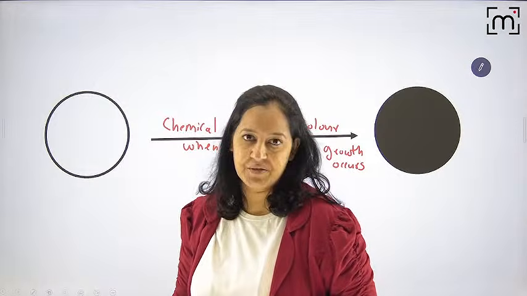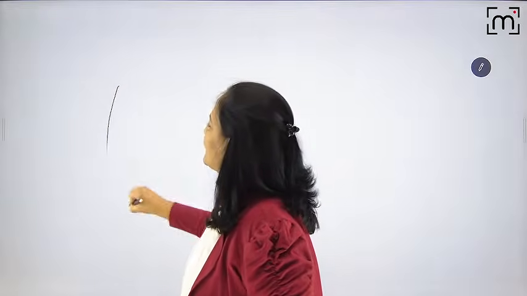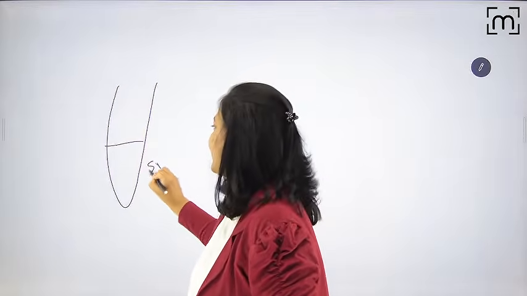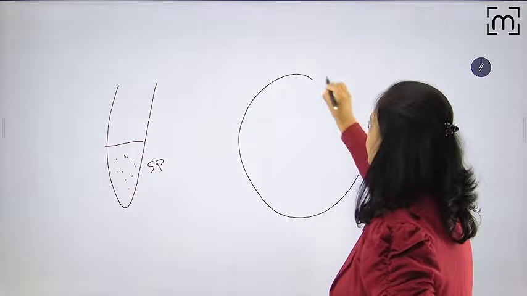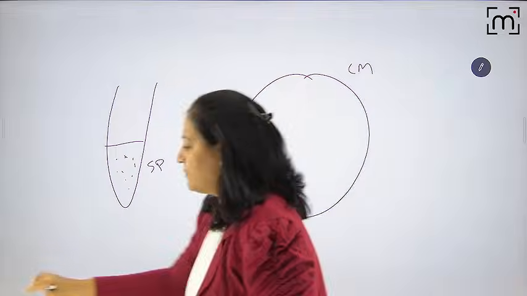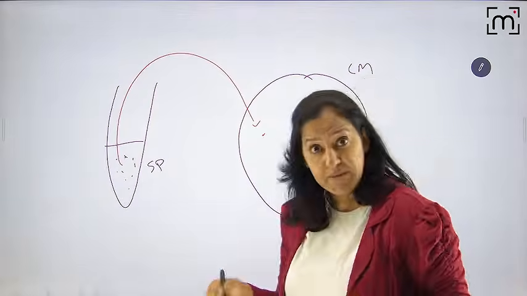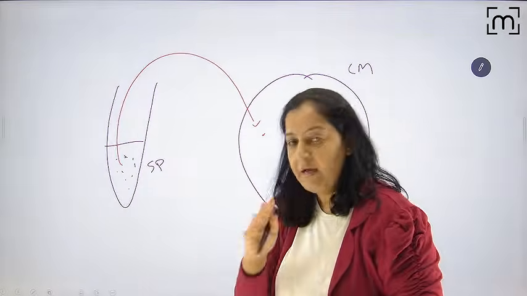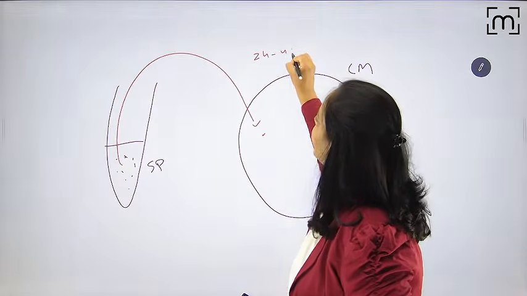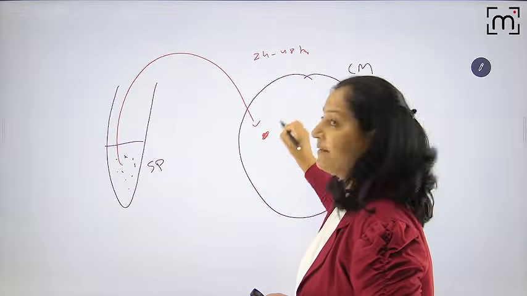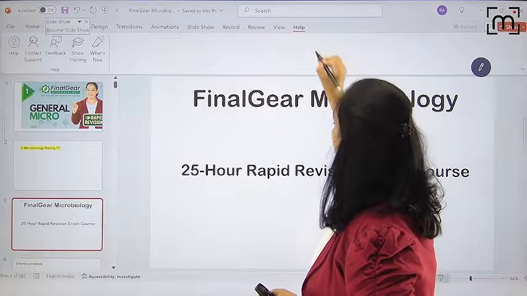Again, I'm having a wish. Can you fulfill it? Wait, listen to it first. So this is my specimen. It contains bacteria. And this is my culture media. Now I'm doing the inoculation. Once I do the inoculation, bacteria get the nutrition. It starts dividing. And after 24 to 48 hours, it will form a colony. By the way, what is a colony? It is forming a colony.